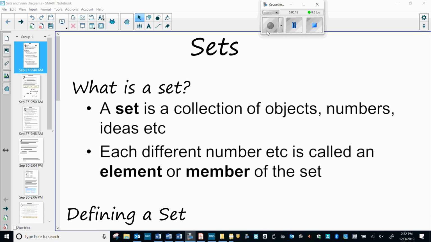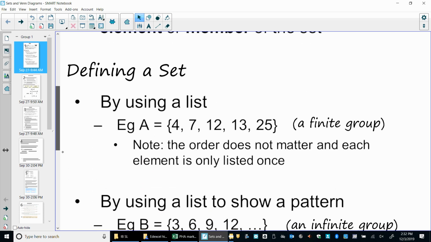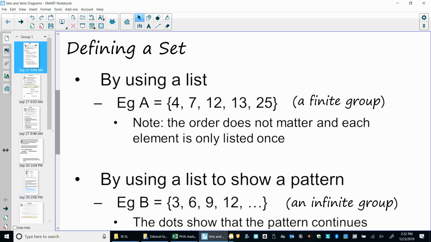Alright, so sets. Brand new topic. What is a set? A set is a collection of objects, numbers, ideas, can be anything. Each different number or whatever is in the set is called an element or a member. If we're defining a set, we can just define it by using a list. We would just list what's in the group.